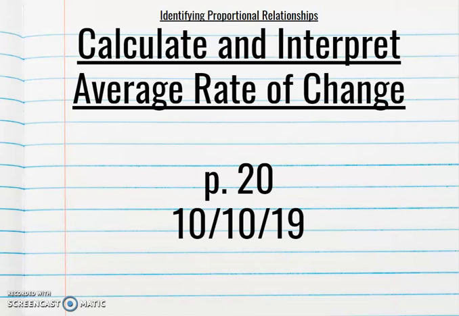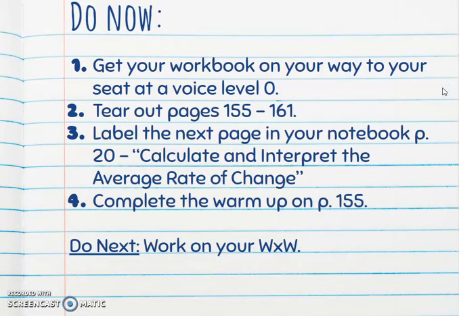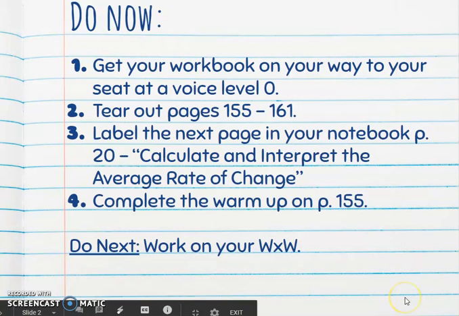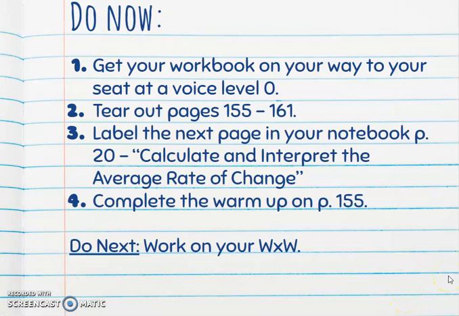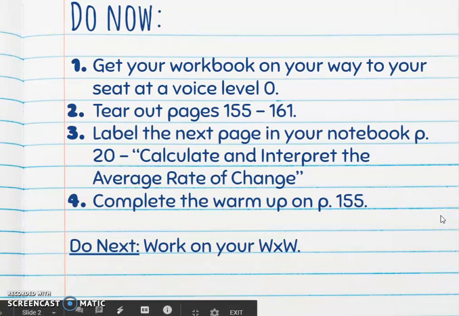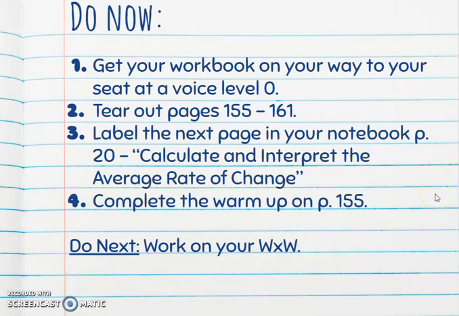As you enter the room, I would love for you to grab your workbooks. Once you've gotten your workbook, make sure you tear out pages 155 to 161. Label the next page in your notebook page 20, calculate and interpret the average rate of change, and then complete the warm-up on page 155. Once you've completed the warm-up, you can come back to the video and check your responses. So click pause and then come back once you've completed the warm-up.